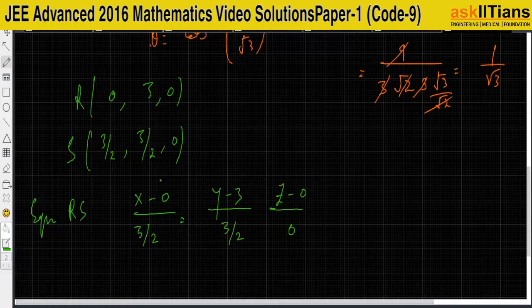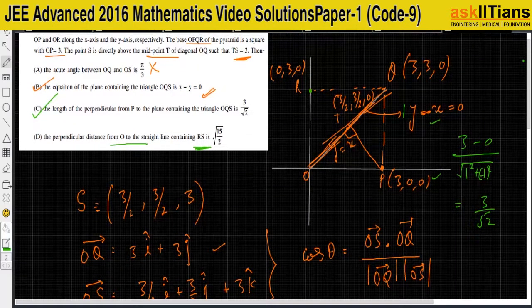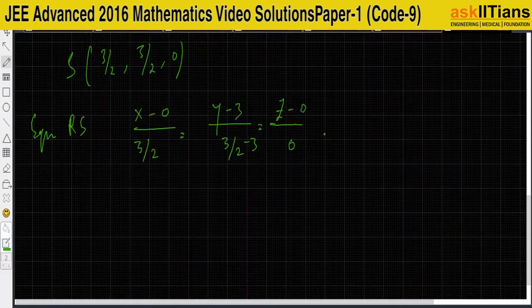3 by 2 minus 0, 3 by 2 minus 3, sorry, here. So I'll get this, and this is the equation of RS, and to this we need to drop a perpendicular from O. So let me suppose this as lambda.